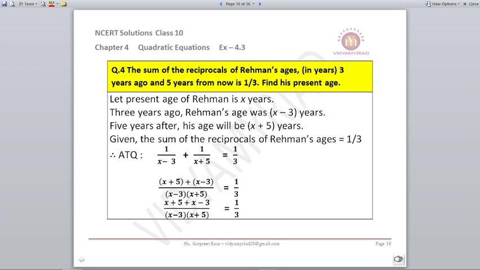Question number 4. The sum of the reciprocals of Rahman's ages in years 3 years ago and 5 years from now is 1 upon 3. Find his present age. So let Rahman's age be x. So 3 years ago it will be x minus 3, and 5 years after it will be x plus 5. And they are saying sum of their reciprocals. Reciprocal becomes 1 upon x minus 3 and 1 upon x plus 5. Their sum, we will add it, is equal to 1 upon 3.